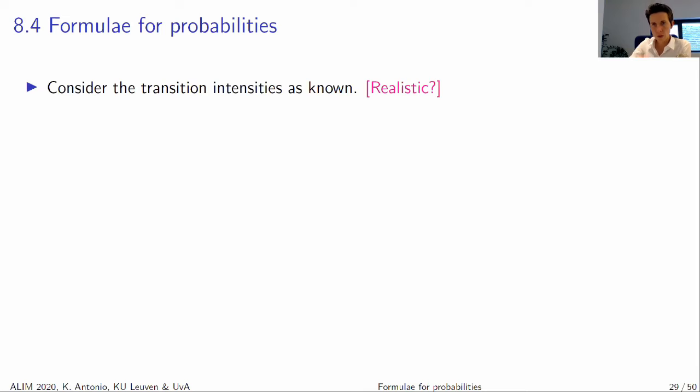So today we will only answer the question: if I have the transition intensities, then how can I use them to come up with transition probabilities?